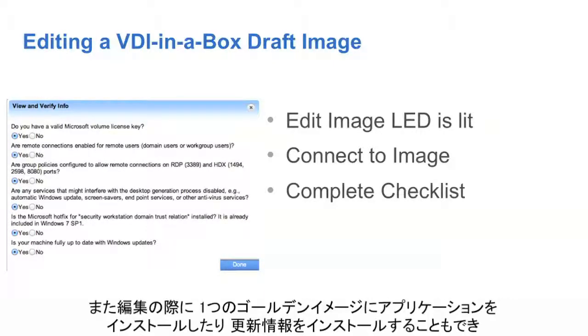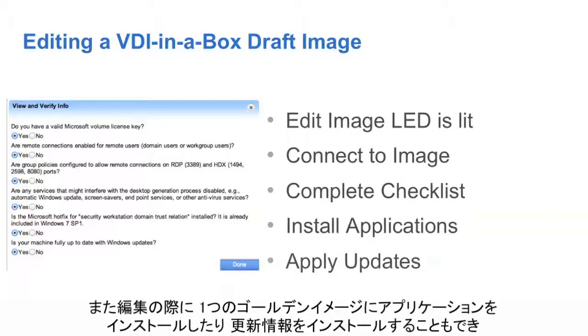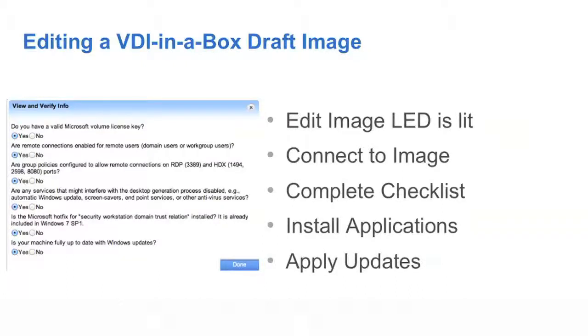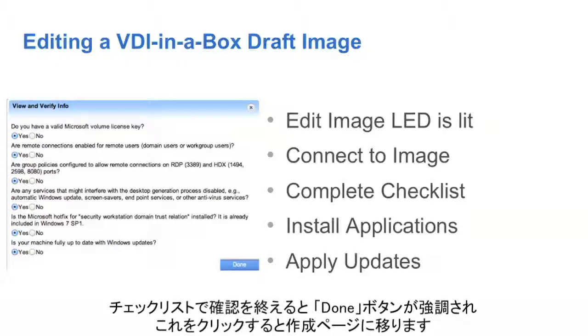The Edit stage is also where you can install applications and install updates to your single golden image. These will be propagated automatically to every linked clone that is being generated from it. Once the checklist has been completed, the Next button will highlight, and clicking the Next button will take you to the Prepare stage.